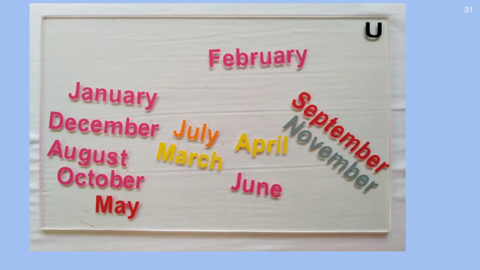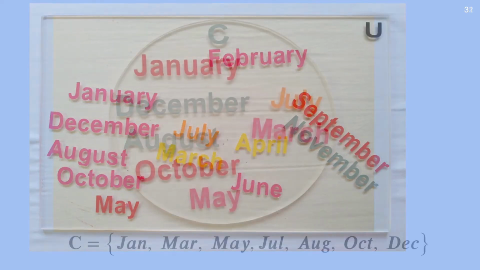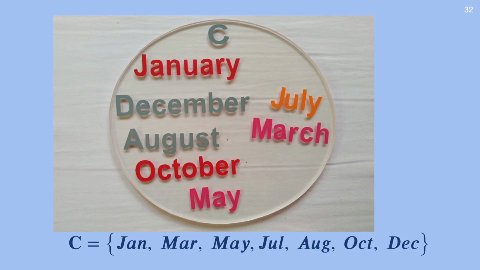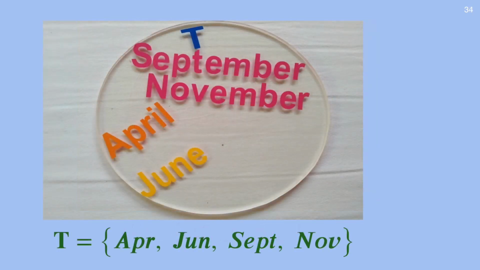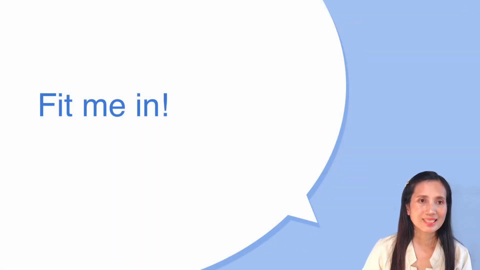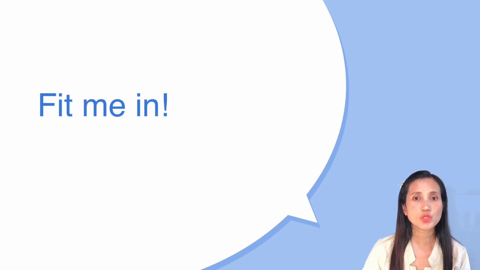In here, the elements of our universal set are inside the rectangle. Usually, rectangles are used to represent universal sets. Now in the figure, we have circle C, which contains the elements of our set C. Next, we have circle W, which also contains the elements March and April. Next, we have the elements April, June, September, and November contained in circle T. Since sets C, T, and W are taken from our universal set, let us try to fit all these sets in our universal set.